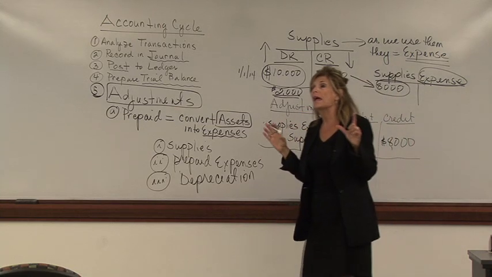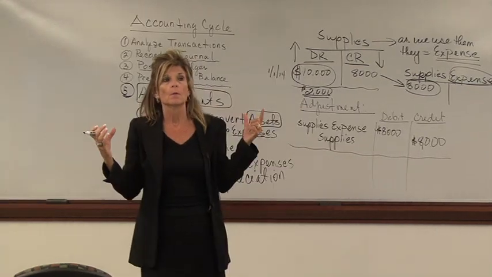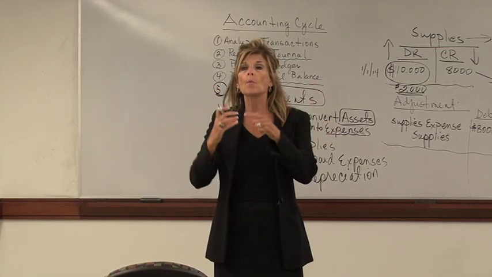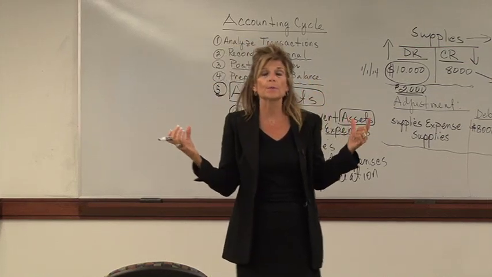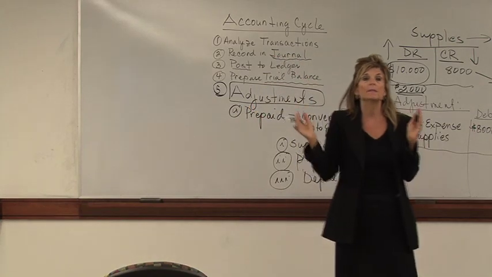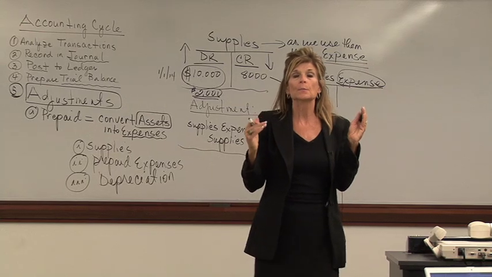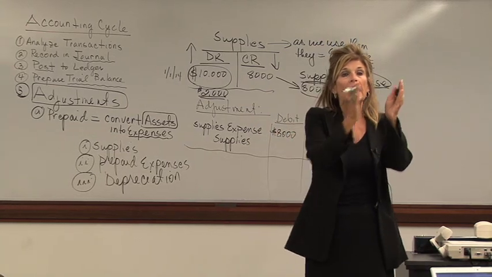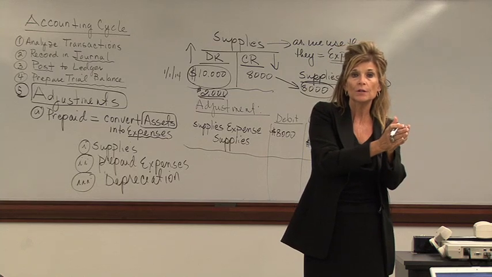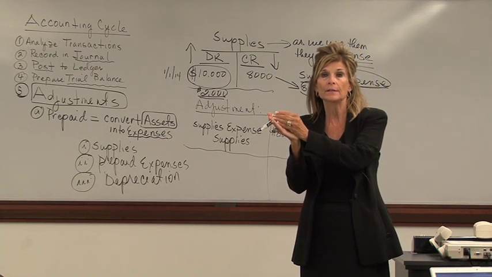So we always have to make sure that we account for the total cost, what we have incurred as a cost, what we paid in value for those supplies. $10,000 was expended. Where is that $10,000 being reported now? $8,000 is going to the income statement as a deduction, and $2,000 remains as an asset on the balance sheet.